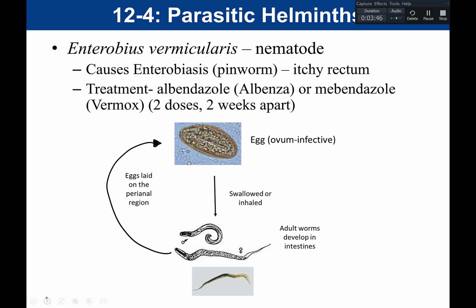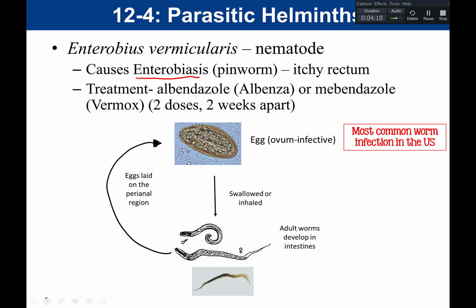The first worm that we're going to talk about is Enterobius vermicularis. Enterobius vermicularis causes the disease enterobiasis. Another name for this is pinworm. If we talk about pinworm, it's the most common worm infection in the US. It's not the most common in the world, but it's the most common worm infection in the US. That's something good to know for this worm.